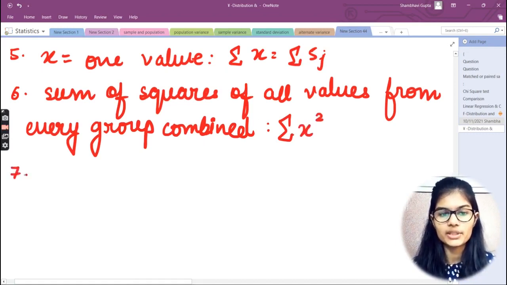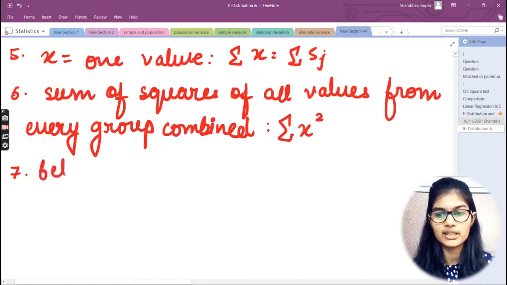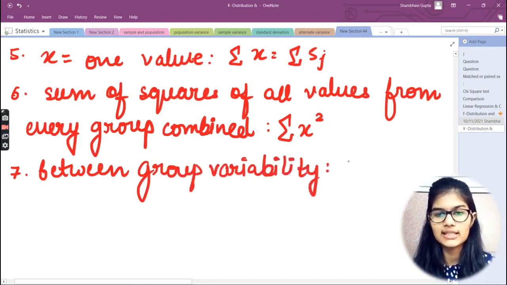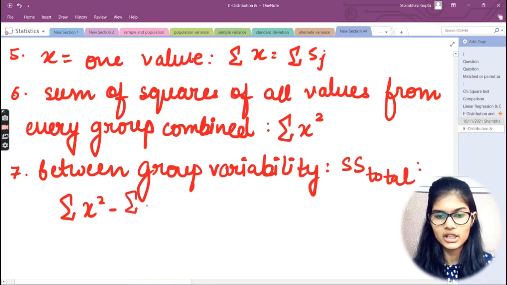Now moving towards point number 7. So next we are having the between group variability. So I will just write that as well. It's between group variability. So here goes the variability. What is that? It is the SS total. Okay, and what's the formula for that SS total? The formula for that is sigma of x square minus sigma x whole square divided by n.